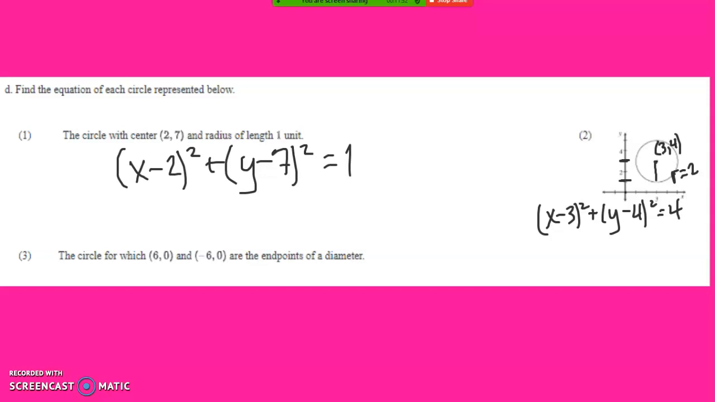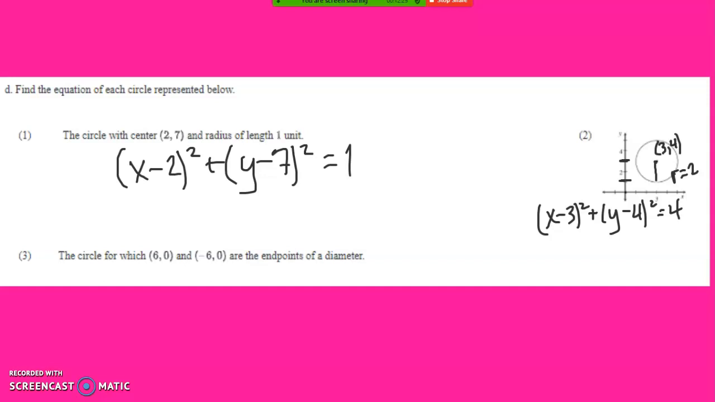Okay, how about number 3? Go ahead and pause the video and give that one a try. All right. This is not telling us the radius, and it's not telling us the center, so we're going to have to find both of those. So 6, 0 and negative 6, 0 are the endpoints of a diameter. So let's figure out how long our diameter is, because if we know how long our diameter is, we're going to know how long our radius is, right? Because a radius is just half of a diameter.